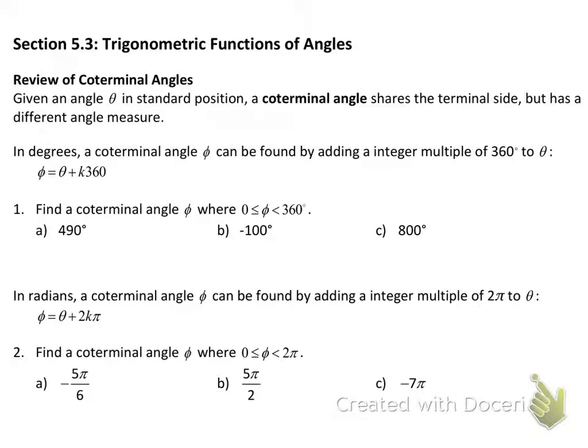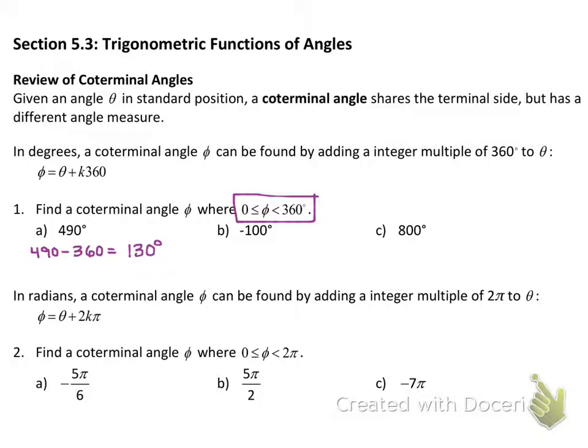So you first have to determine, okay, do I add or subtract? So 490, since it has to be within this interval, 0 to 360, 490 is clearly bigger than that. So what we're going to do is 490 minus 360. And then this gives us a coterminal angle of 130 degrees.